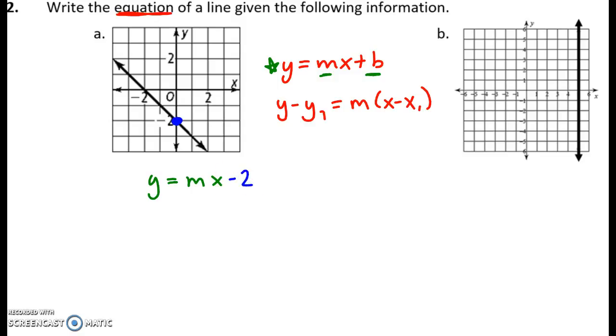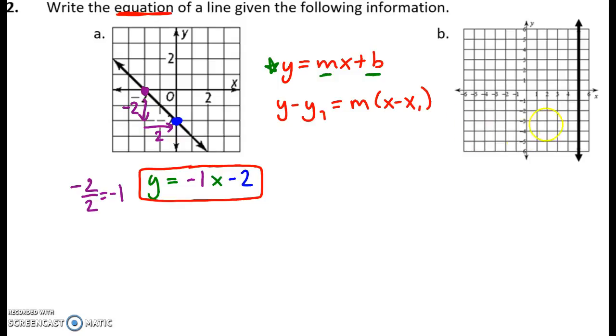For your slope, you just need to find another point where it intersects nicely. So remember, slope is rise over run, so I have to go down and to the right. I'm going down 2, to the right 2. So negative 2 over 2 reduces to negative 1 as a fraction. So I'm going to erase this m value and put negative 1 in its place. And my equation of a line is y equals negative 1x minus 2.